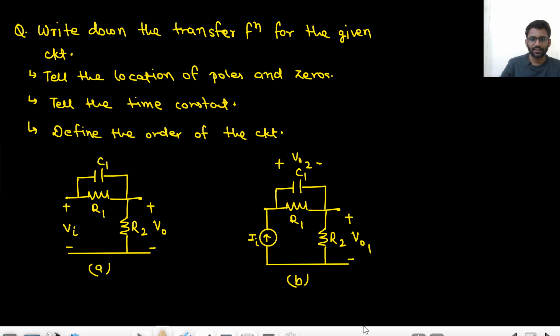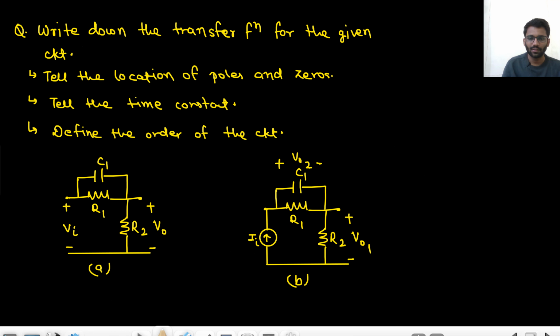So now let's solve the second circuit. Now there are two outputs, so for both of them we need to solve differently. First the output is this, and second the output is this. And the input is current this time. Circuit B.